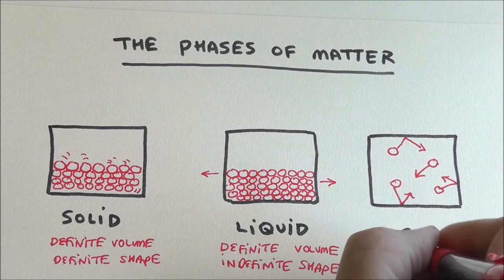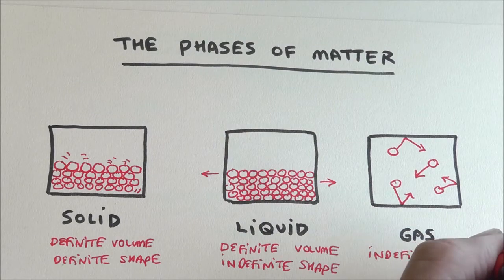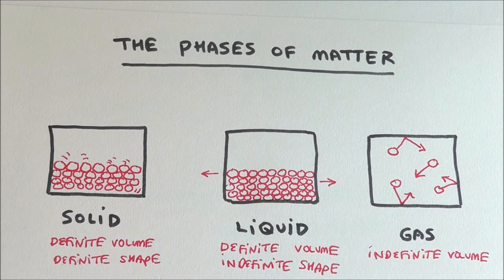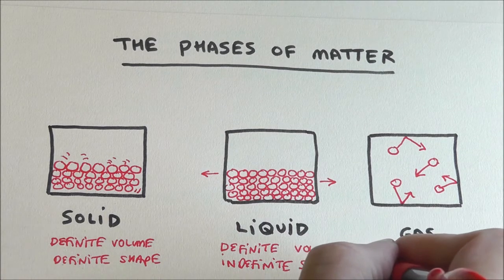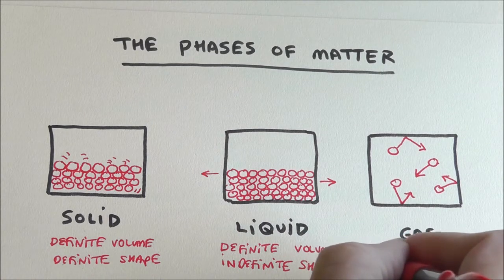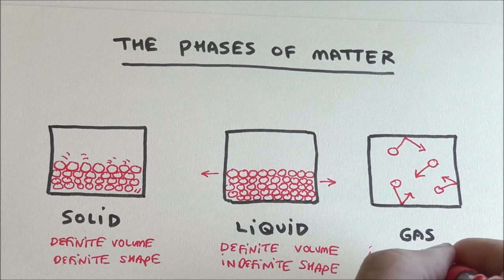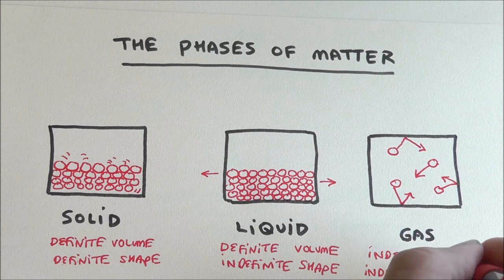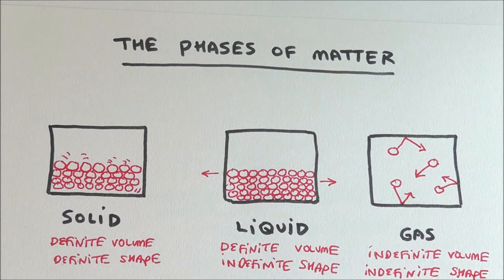So right now, indefinite volume. All those air molecules have filled up the room, or will eventually move around randomly until they fill up the next container available to them. And of course, I could have put that gas into another container and it would have adopted the shape.